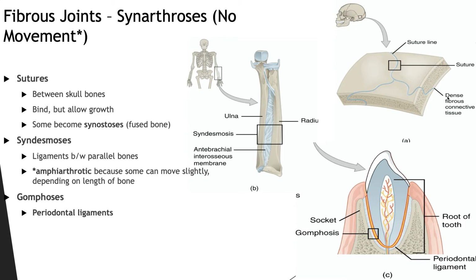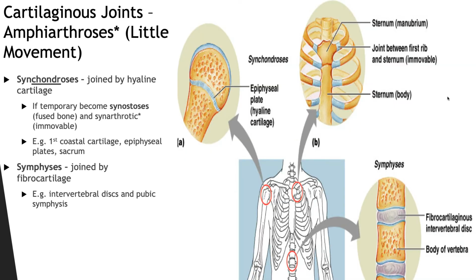And lastly, you can have the gomphosis, which is a synarthrotic joint that's sometimes called a peg and socket joint. The gomphosis joint is found on the maxillae and the mandible, where the teeth are fixed securely in the sockets of the alveolar margins. The fibrous connective tissue between a tooth and its socket is a periodontal ligament.